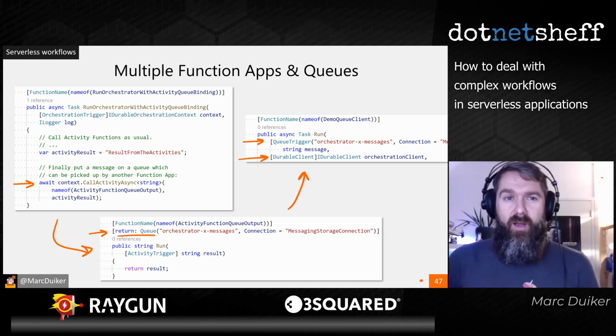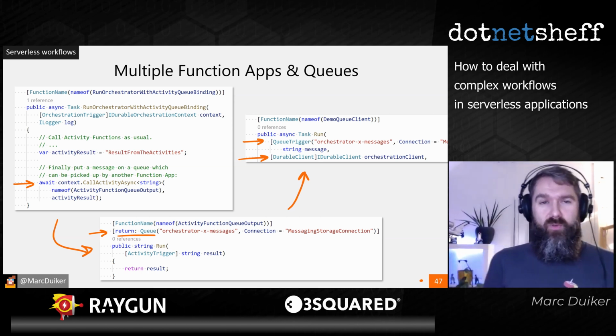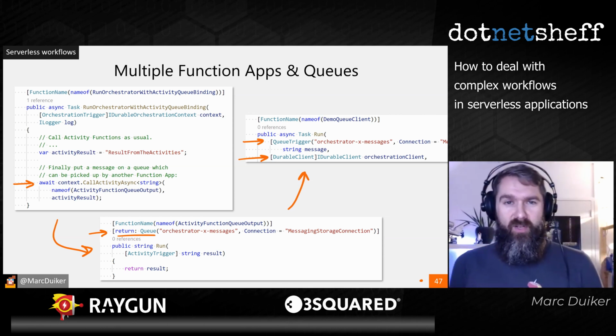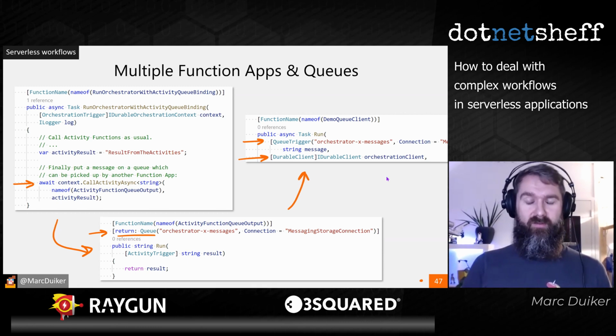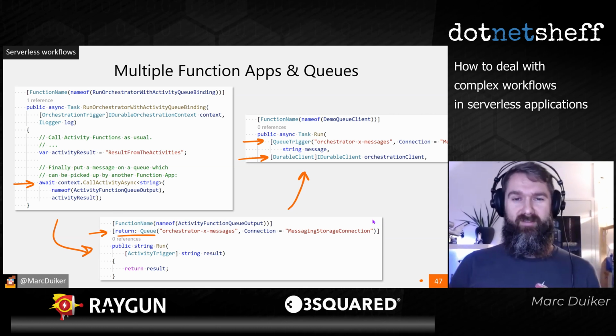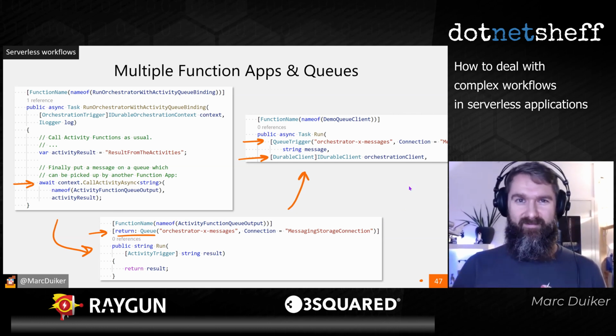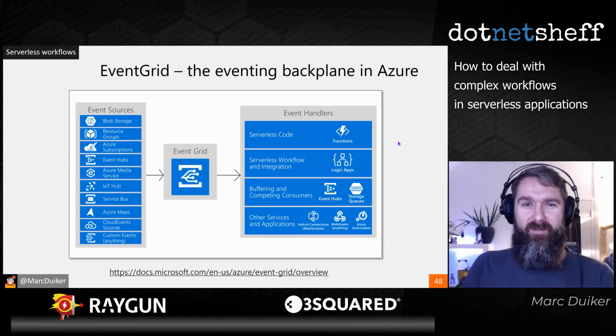A final option to have these multiple orchestrators across apps is to use Event Grid. If my slides are cooperating. Yes, there we are. It's really slow.